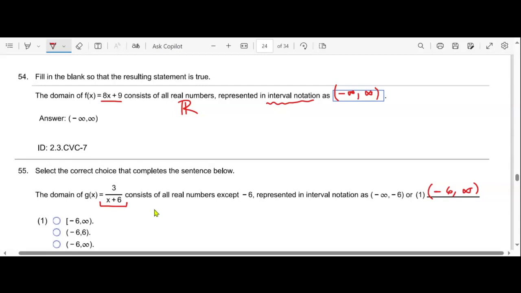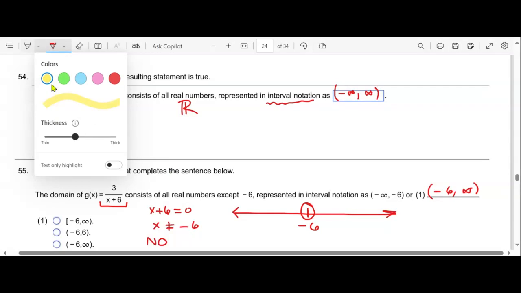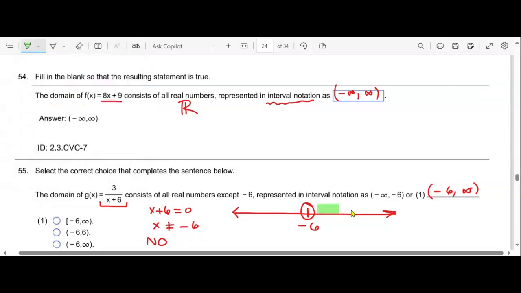How do we do this? We say x + 6 equals what? 0. So x equals what? Negative 6. Can I replace x by negative 6 in the denominator? The answer is no. You cannot do this. So when you graph this on the number line, where is negative 6? Here. Open or closed? So it's going to be from where to where?